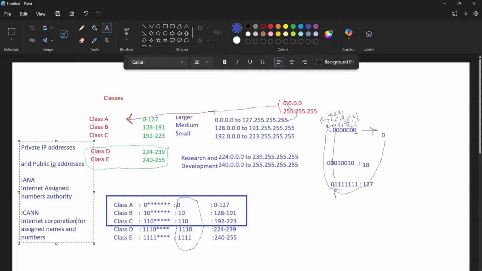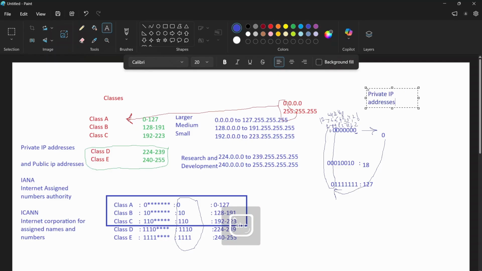So you know the class A range, class B range, class C range. Under class A, we will have private IP addresses and public IP addresses. Class B will have private and public IP addresses. Class C also will have private and public IP addresses. First I will tell you the private IP address range.